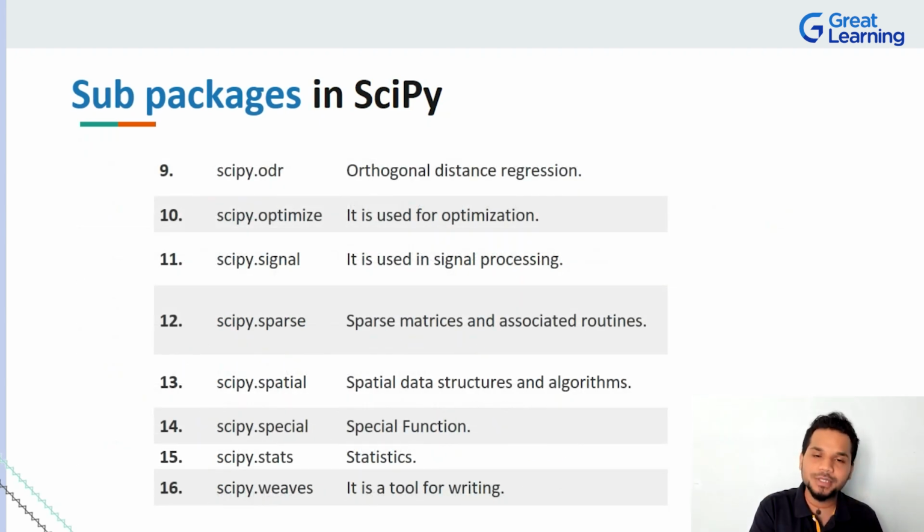And if that wasn't enough, there is more. There are more sub packages, right? There's ODR, which basically stands for orthogonal distance regression. You have direct optimization helpers, and look at SciPy.signal, right? I told you it plays a very important role in signal processing. We have a sub package that does just that.